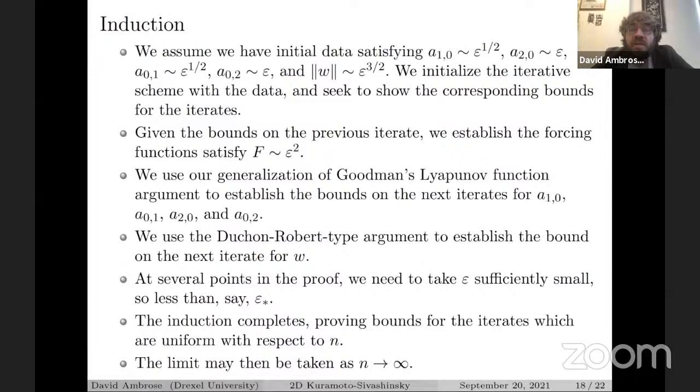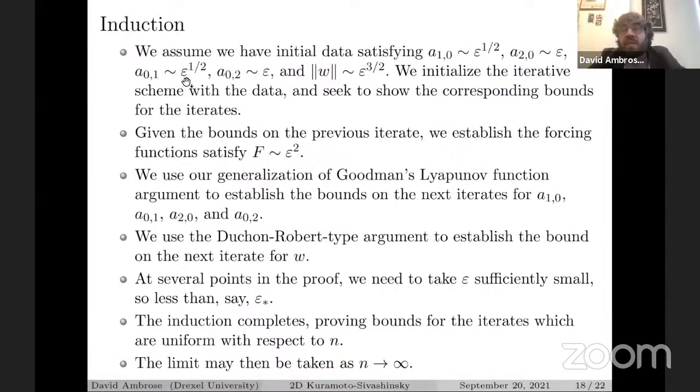They include products of 1 modes with W, which will be like epsilon to the 1/2 times epsilon to the 3/2. It includes 2 modes with W, so that'll be like size epsilon times epsilon to the 3/2. So it's epsilon to the 5/2. And it also includes 2 mode times a 2 mode, which again is like epsilon times epsilon. So all the possible interactions that go into the forcing terms give you terms of size epsilon squared or smaller. It did not include a 1 mode times a 1 mode.